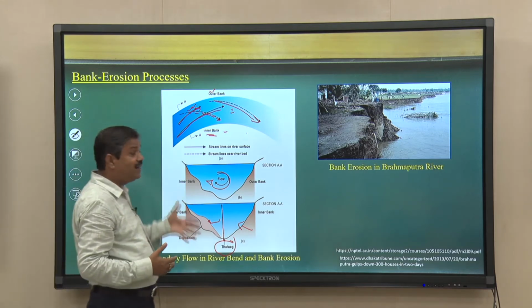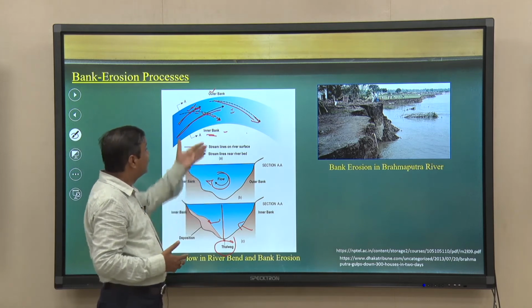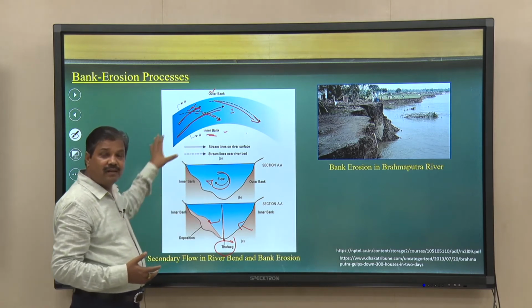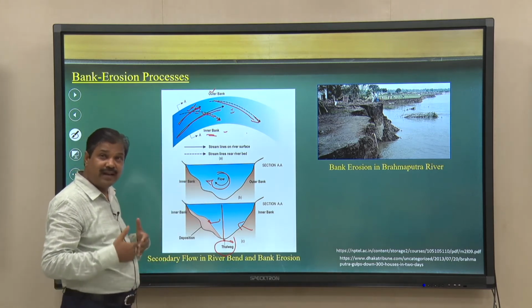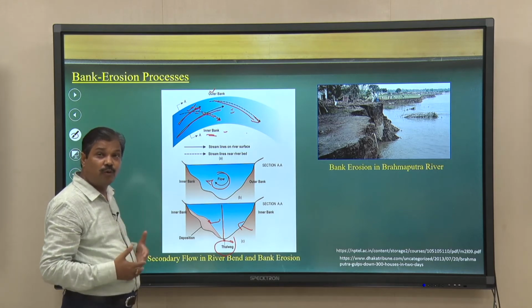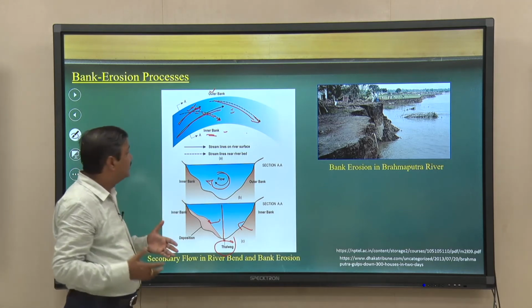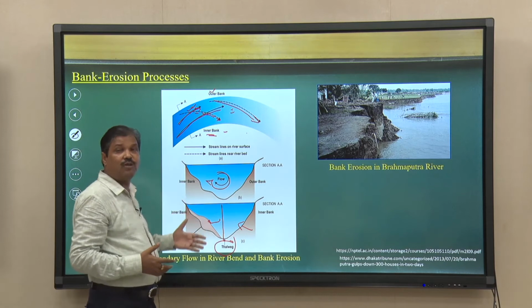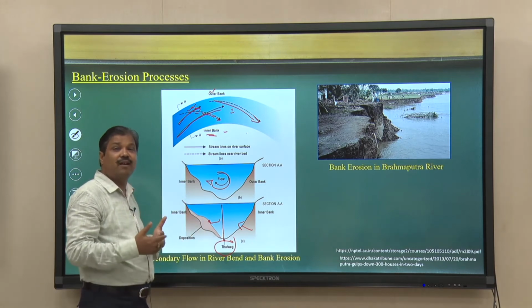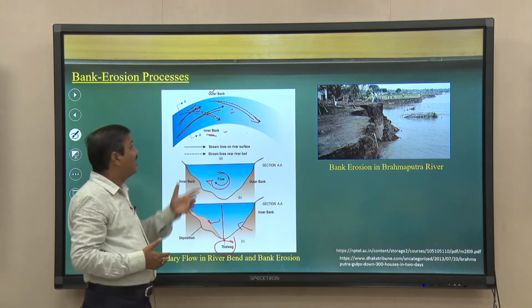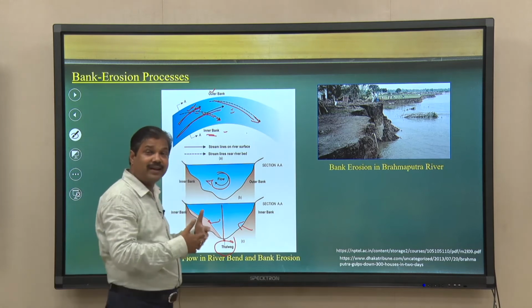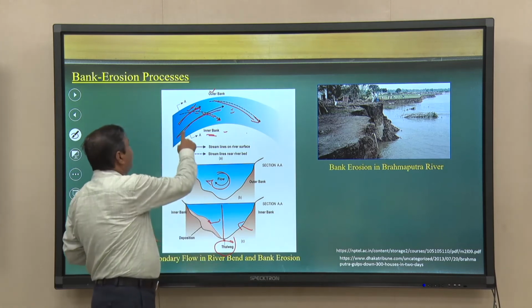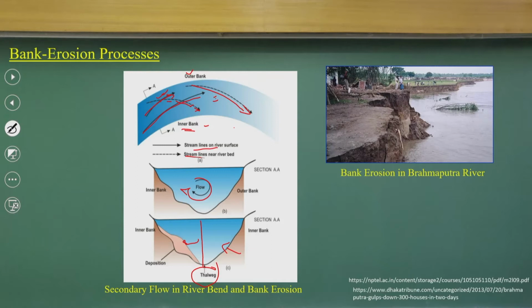So, the secondary current, the strength of the secondary current, the geometry of the river bend in terms of radius of curvature, in terms of the flow depth, in terms of the width, those are critical points for us to know, what is the strength of the secondary current, and because of that what are the patterns or the flow strength in terms of flow streamlines at the surface and at the river bed level, and how the erosion deposition process happens.